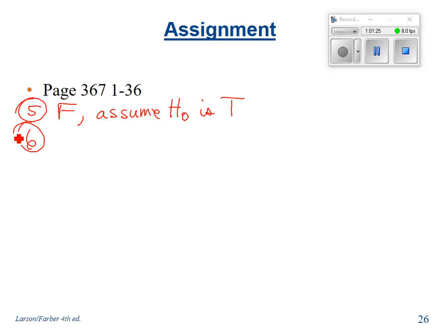Number 6, what's it say? A statistical hypothesis is a statement about a sample. Is that true or false? It's not about the sample, it's about the what? Population. It's about the population.